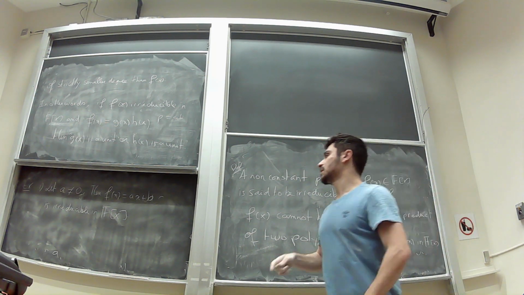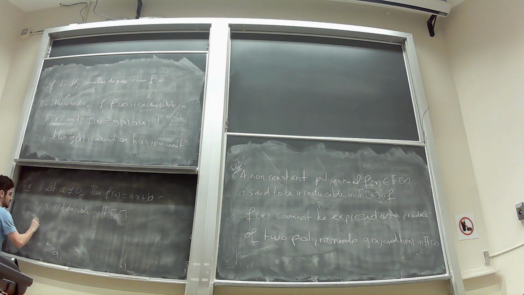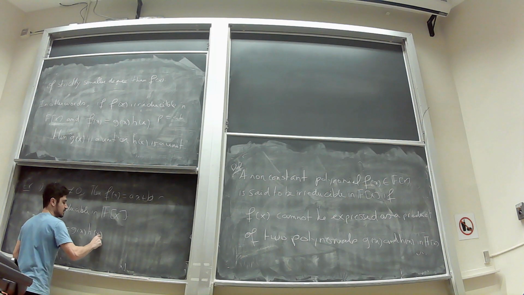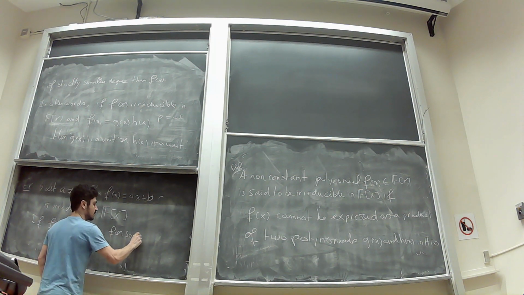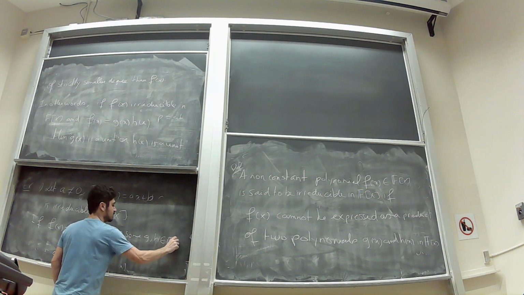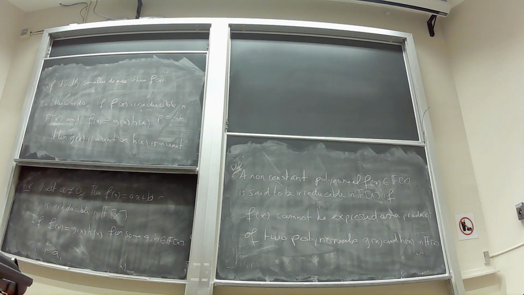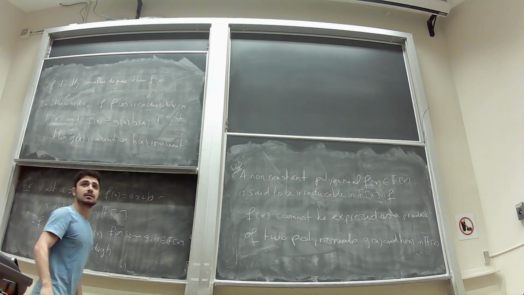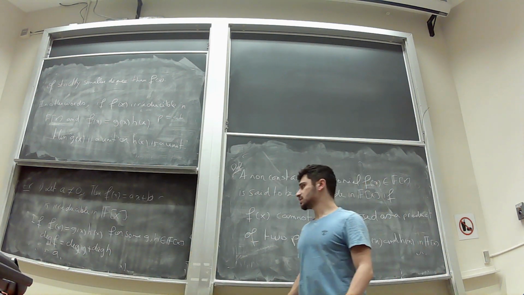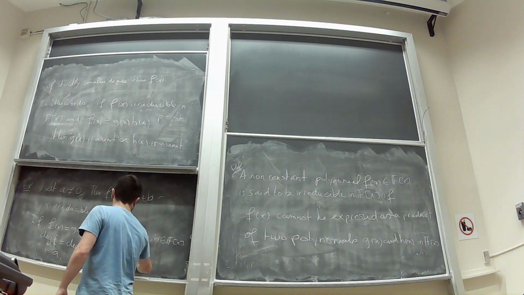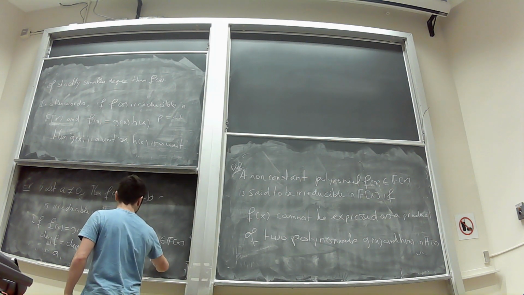What can you say about the degrees of this? If f of x is g of x times h of x for some g, h in F[x], what can you say about the degree of g and the degree of h? You know that the degree of f is equal to the degree of g plus the degree of h, since F is an integral domain, right? From last time, we proved this, since F is a field, so an integral domain.